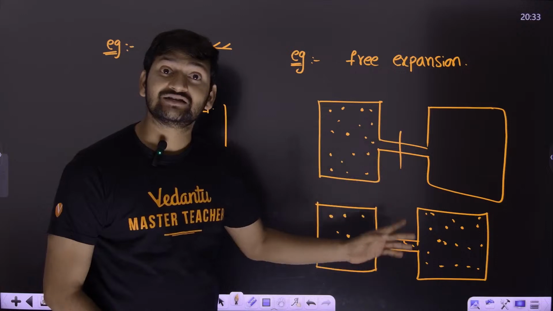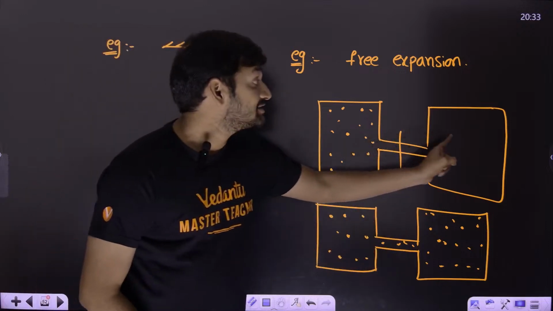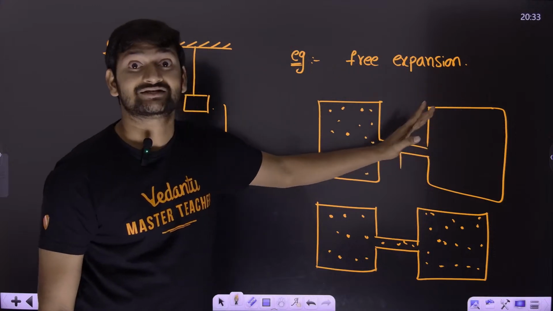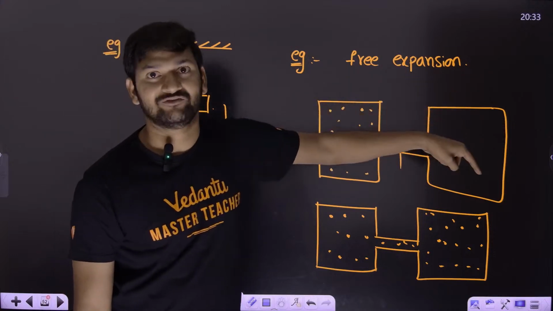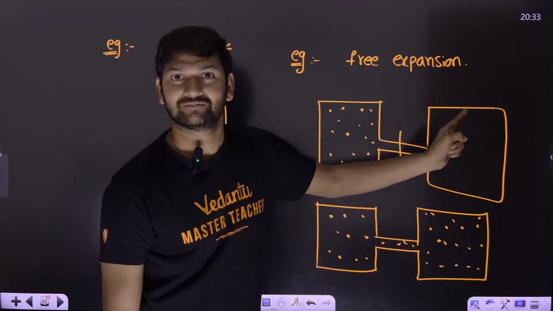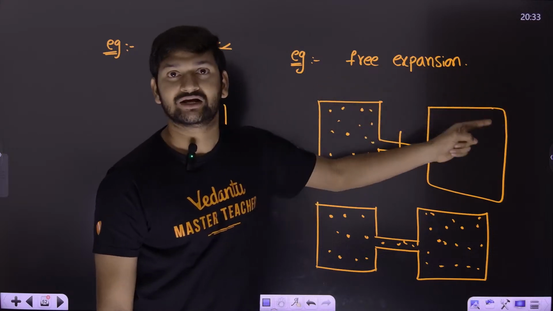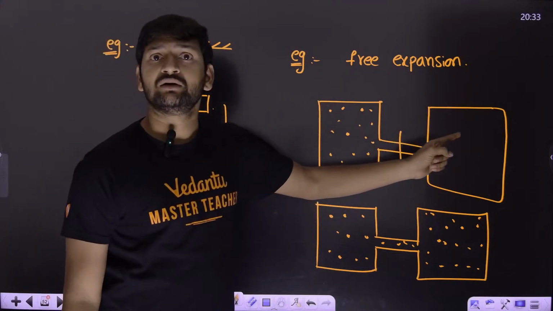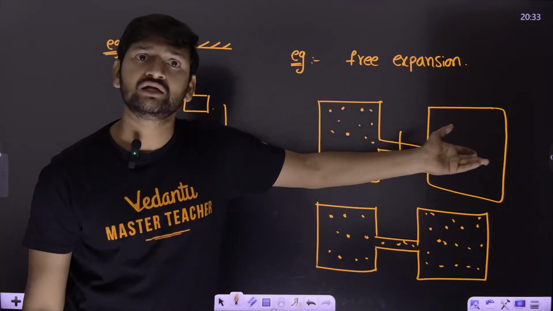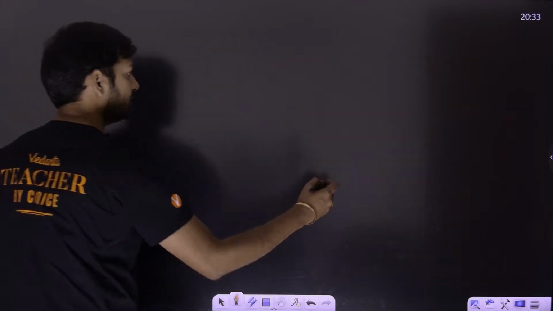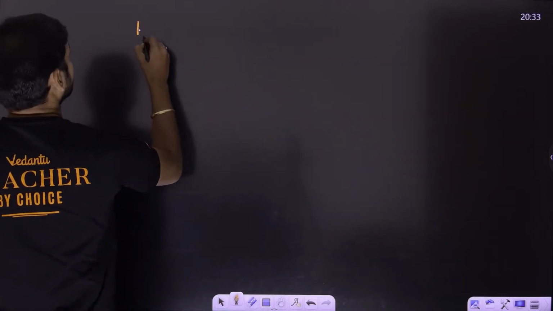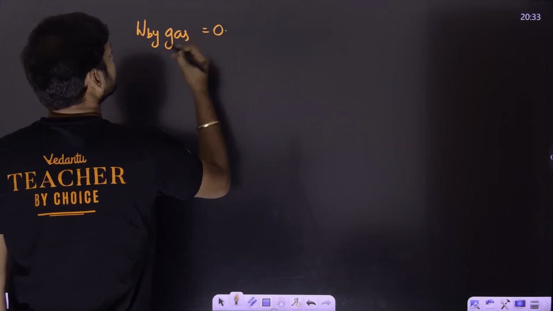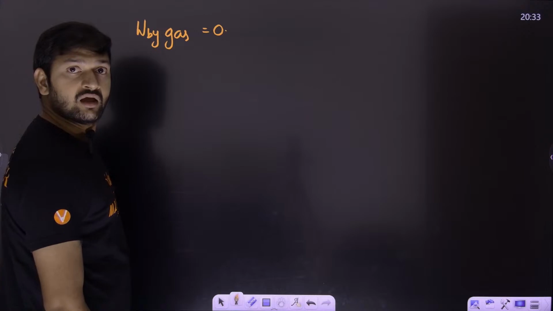And what happens in this free expansion? As there is nothing on this side, there is no work done by the gas. For the gas to do some work, there should be something over here, on which the gas does work. There is nothing over there. So if I talk about an ideal gas, in free expansion the work done by the gas is zero, right?